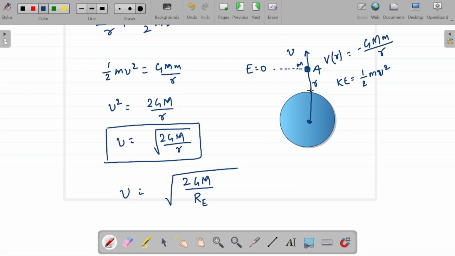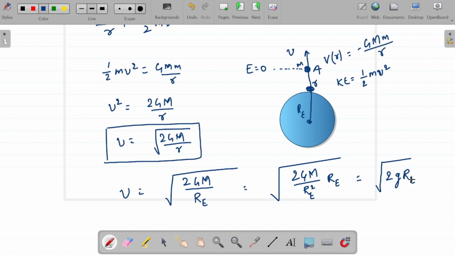So if we are taking the minimum speed required from the surface of the earth, then this r will be the radius of the earth, Re, let's say, and then we can write it as under root 2GM by Re square into r. I have just multiplied and divided by Re. Now we have g, this is acceleration due to gravity. We have obtained already Re.